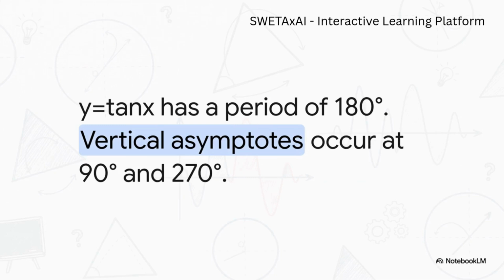Then we have the tangent graph, which just completely breaks the mold. It repeats twice as fast, and it literally fractures at specific angles where it becomes mathematically undefined. Why? Well, because tangent is sine divided by cosine. So whenever cosine hits 0, like at 90 degrees or 270 degrees, the graph shoots off into infinity. That creates these invisible vertical barriers called asymptotes. Plus, its period is only 180 degrees, totally unlike sine and cosine.